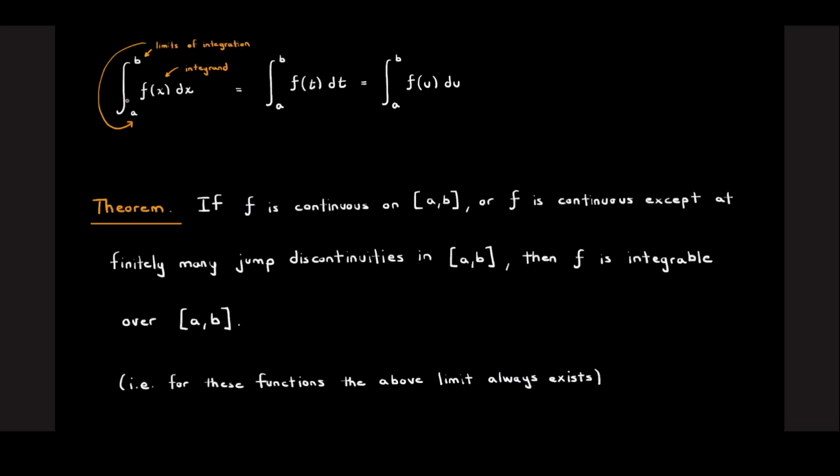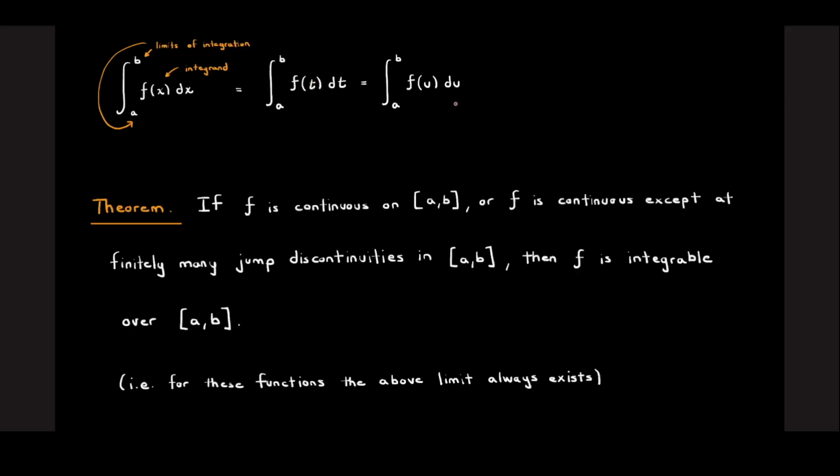Let's unpack this integral notation. So the a and b here are called limits of integration. The function over here is called the integrand, the thing that is being integrated. And this process is called integration. And x here is just a dummy variable. You can use t here, you can use u here, you can change the variable however you like.